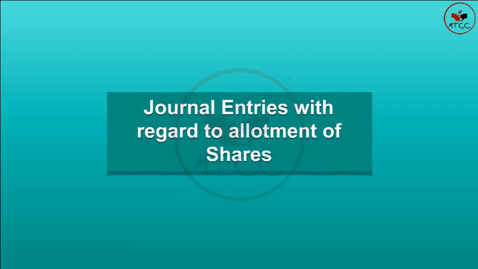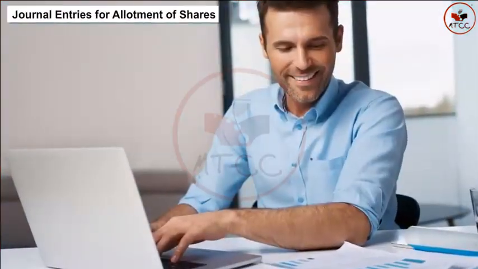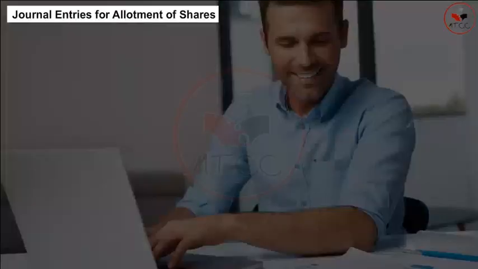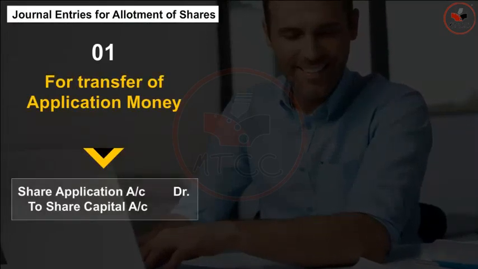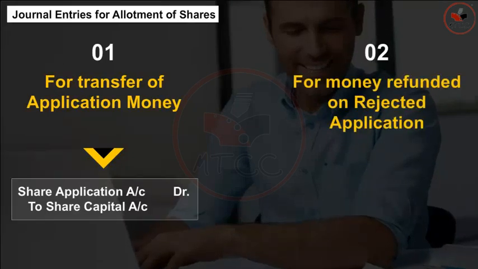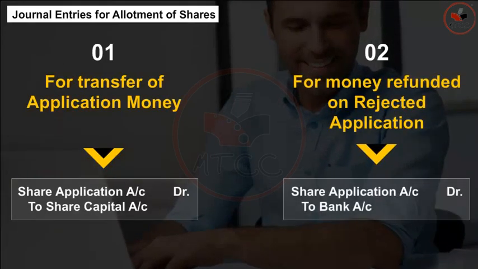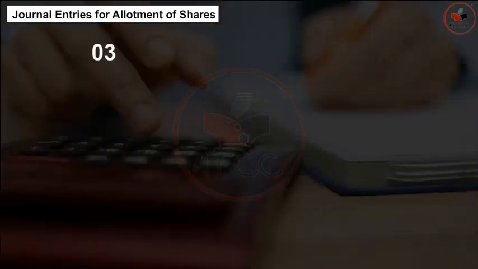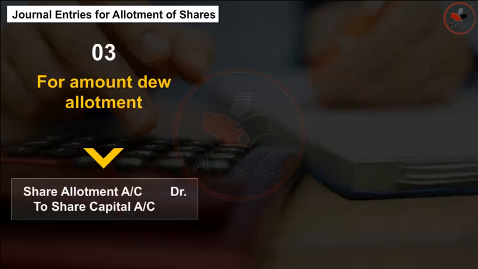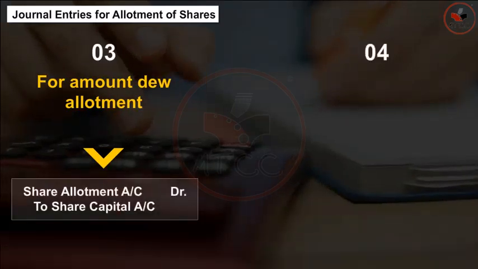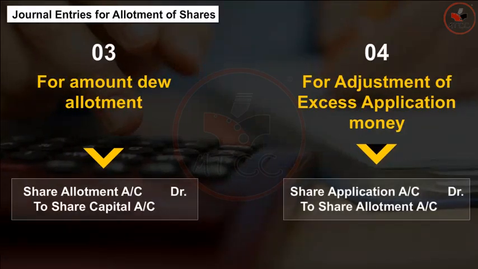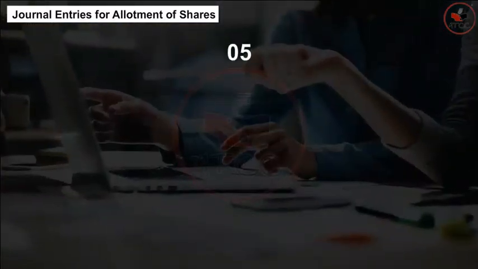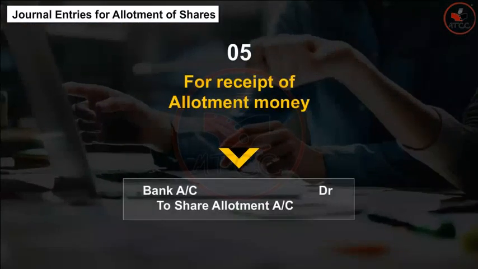Journal entries with regard to allotment of shares. Journal entries for allotment of shares. 1. For transfer of application money. 2. For money refunded on rejected application. 3. For amount due on allotment. 4. For adjustment of excess application money. 5. For receipt of allotment money.